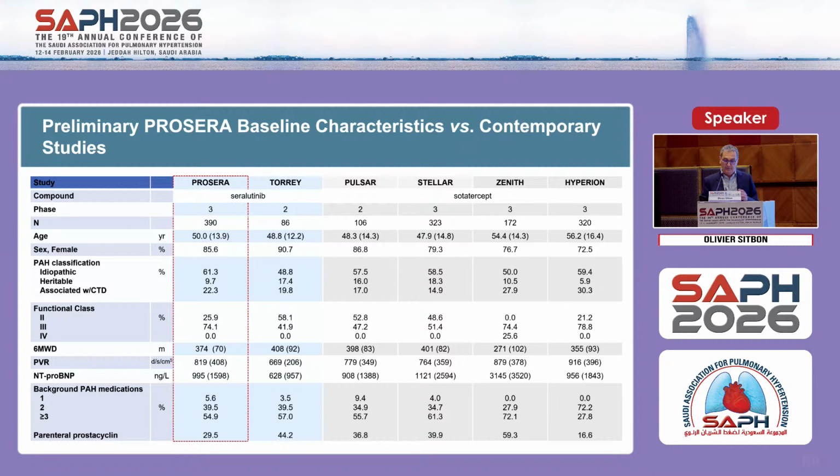And if we compare to TORREY, for example, we clearly have a more severe population than the patients enrolled in TORREY, and the population is very, very similar to the population of the STELLAR study with sotatercept. STELLAR and HYPERION studies are very, very similar in terms of background medication treatment, for example, for STELLAR, or in terms of 6-minute walk distance for HYPERION.